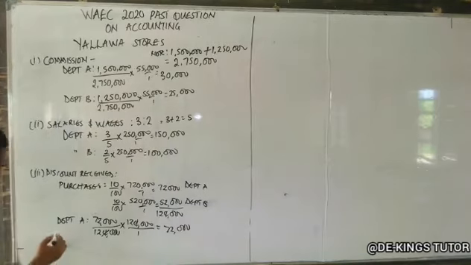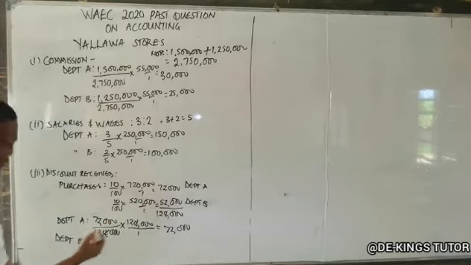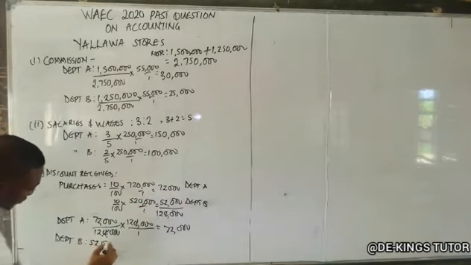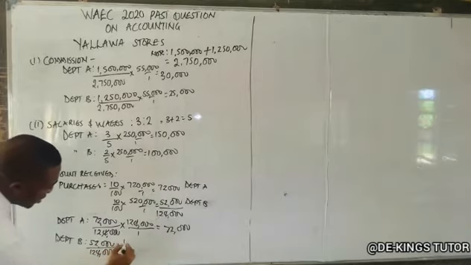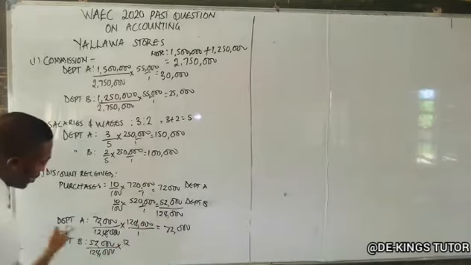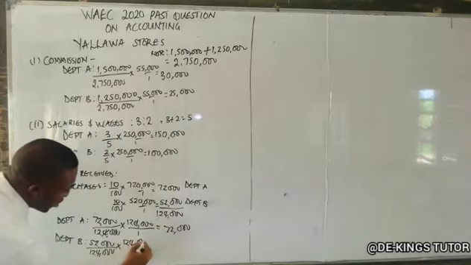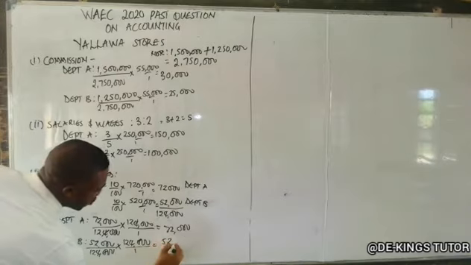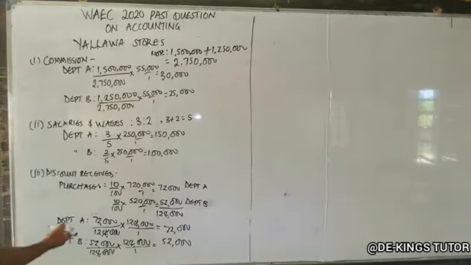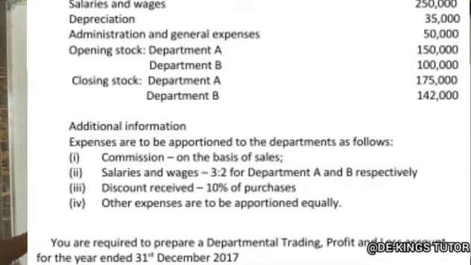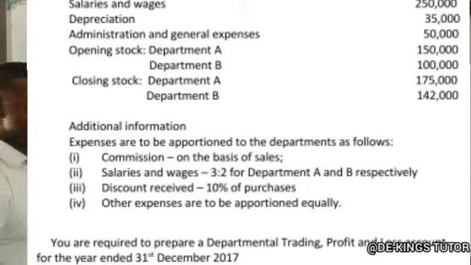The same way for Department B, which has 52,000. 52,000 over 124,000 times 124,000, which is the amount of discount received, over 1. So this cancels this, we have 52,000. So this is all you post to Department A and B for discount received. Okay? So the next one is, they said other expenses are to be apportioned equally.